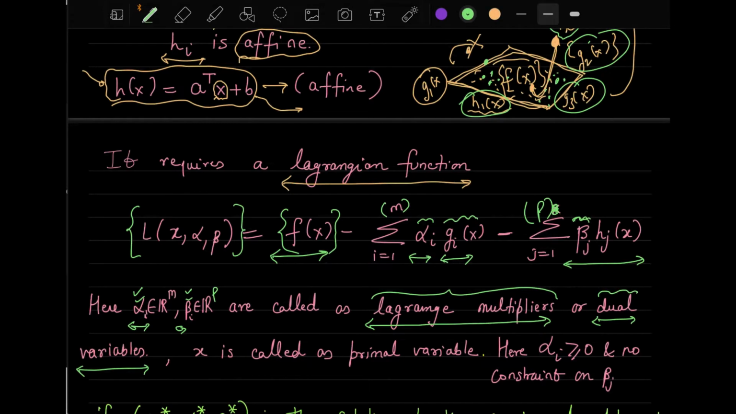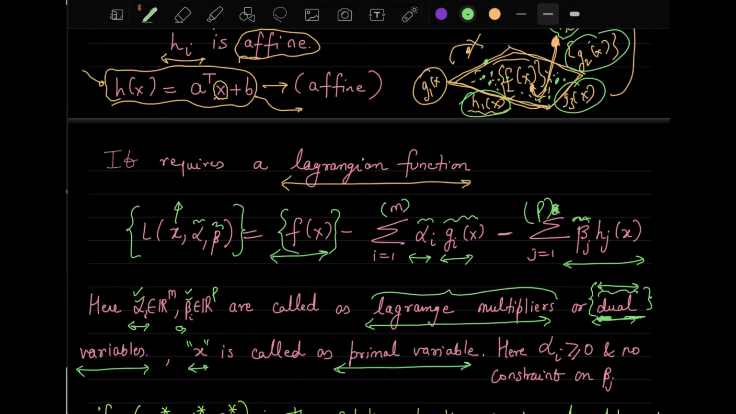This is just a name, so there is nothing fancy or mysterious about it. These alphas and betas are also called dual variables. It doesn't mean we need to understand what dual means, it's just a name. The reason for this name is just to separate it from x. So x is normally called the primal variable, and alpha and beta are called the dual variables.